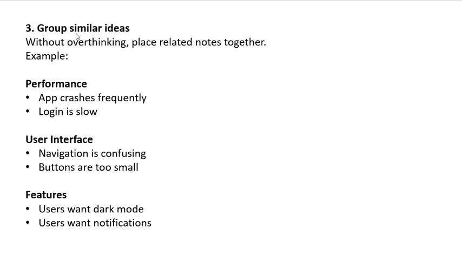Third is to group similar ideas without overthinking. Place related notes together. For example, performance: the app crashing frequently and login being slow. The user interface: the navigation is confusing and the buttons are too small. And features like users wanting dark mode, users wanting notifications, etc.